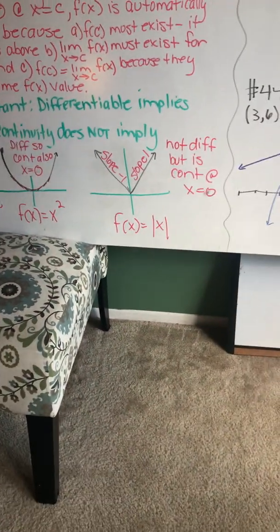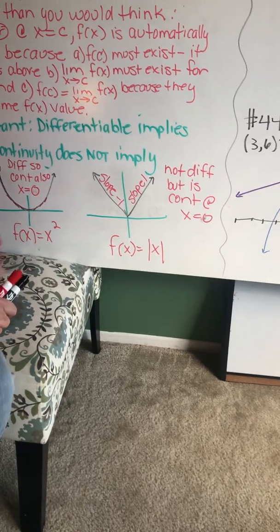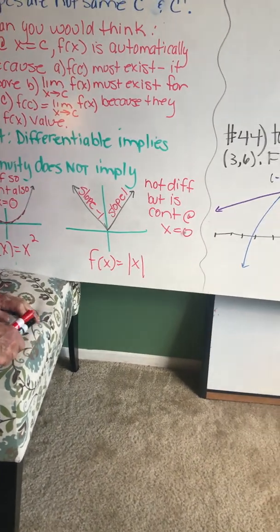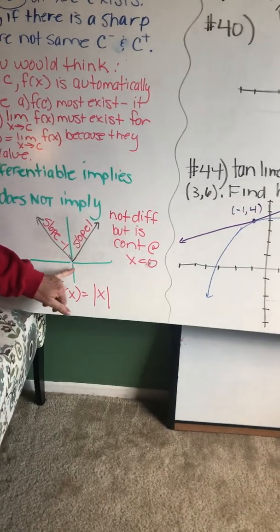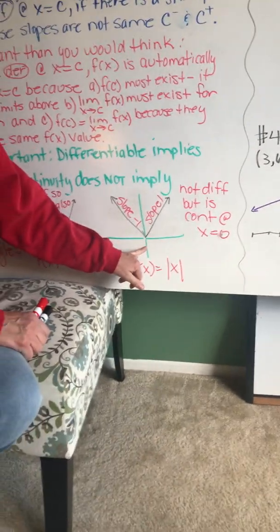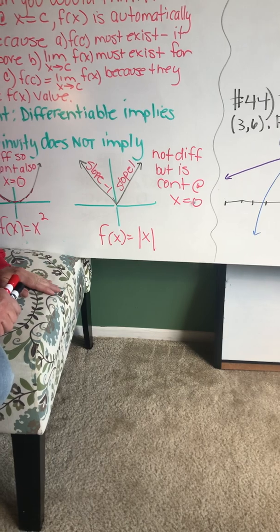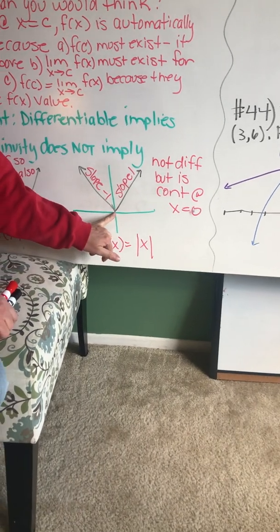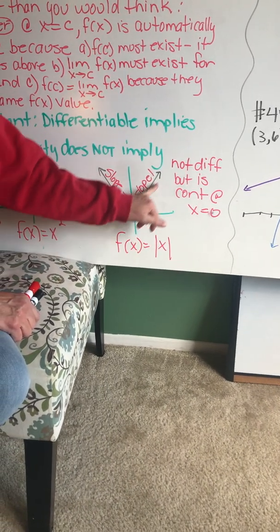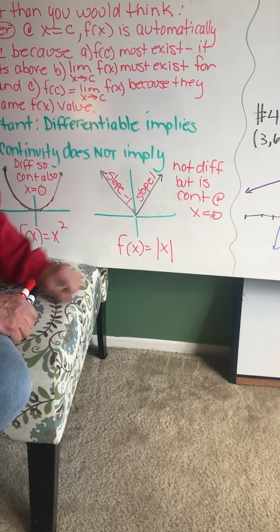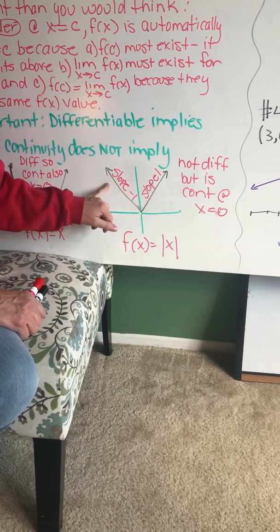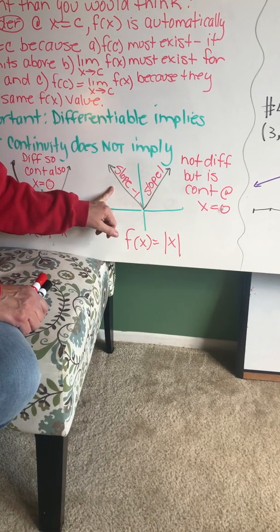Let's take a look over here. This is the graph of the absolute value function. It is not differentiable at x equals 0. Let's take a look why. You know that in an absolute value formula, to the right of 0, this line has a slope of 1, and to the left of 0, this line has a slope of -1.